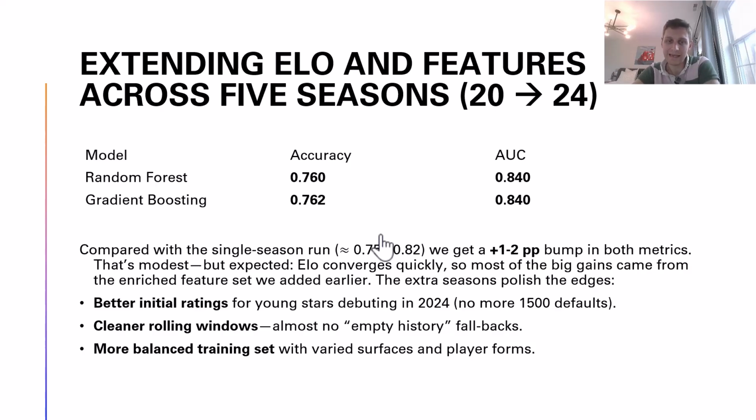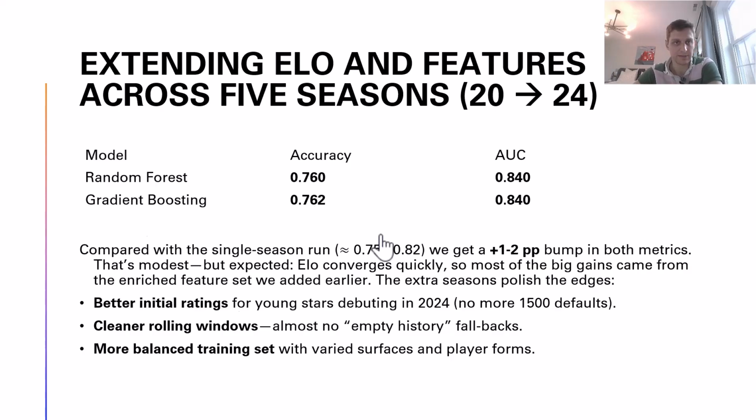So in both metrics that's modest, but that's expected because the Elo is converging quickly. Most of the big gains came from the enriched features that we've added. So the extra seasons are polishing some of the edges. It's a better initial rating for young stars, because you remember that the Elo system was defaulting to starting at 1500. It's going to give a cleaner rolling window, almost no empty history for backfill, and a more balanced training set with a lot of varied surfaces and player forms.